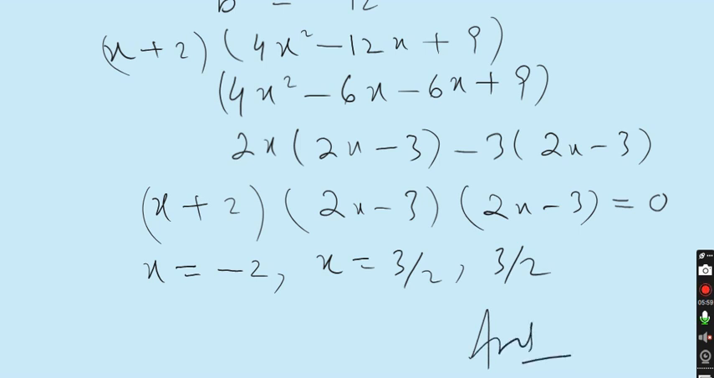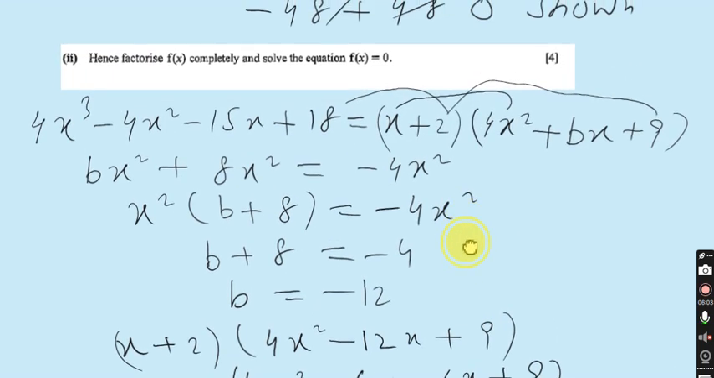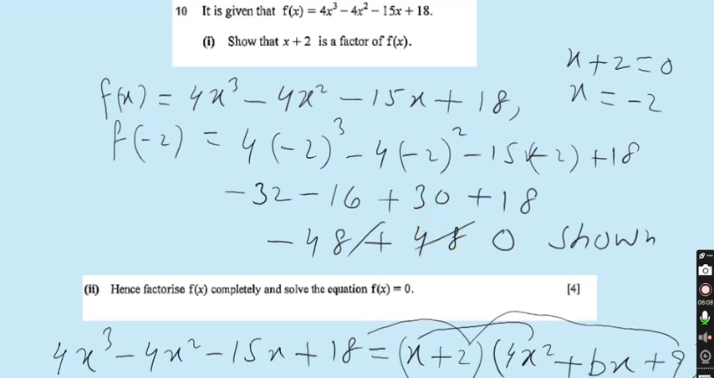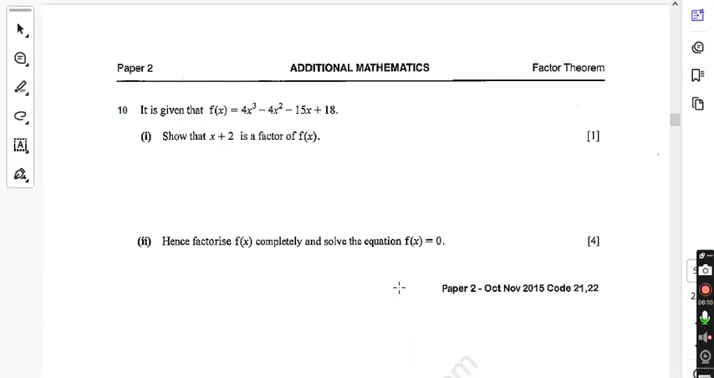This is the answer of the whole part 2. So hope you enjoyed today's class where we did question number 9 from past papers. Very easy question. This question came in October November 2015 paper 2-1 as well as paper 2-2.